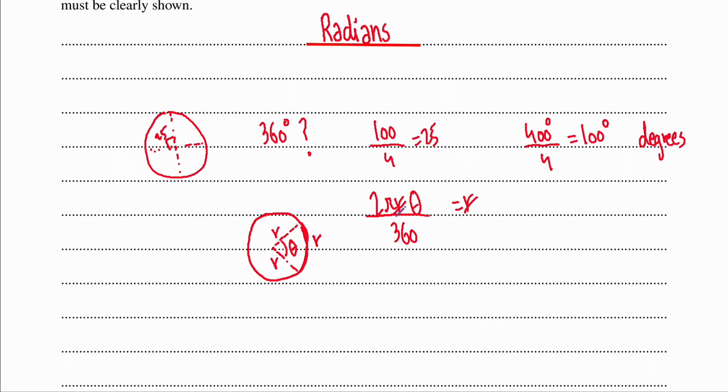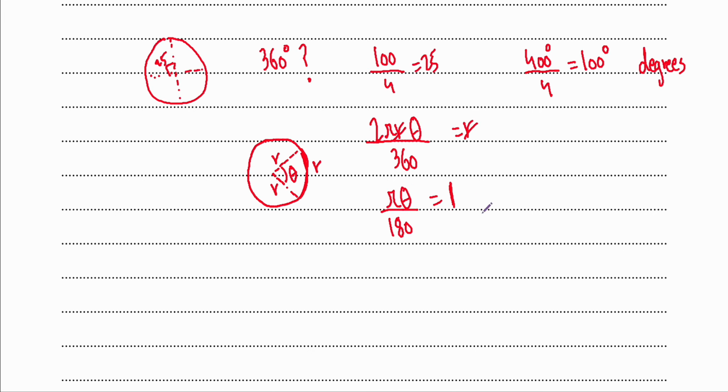We have 2 here and 360 here, so that becomes 1 over 180. So we have pi times theta over 180 is equal to, and the r's cancel out, so now it's just 1. Now we can bring the 180 to the other side, so pi times theta is equal to 180 degrees. And this means that our theta is equal to 180 divided by pi degrees, right? And now if you put this in your calculator, this is approximately 57 degrees.